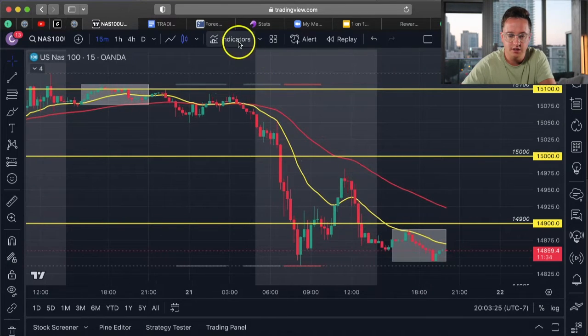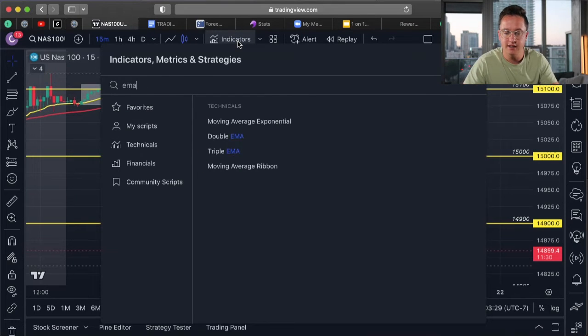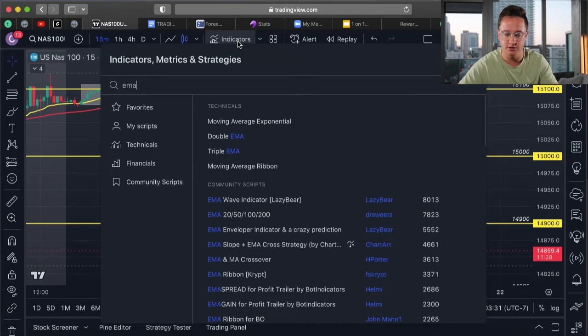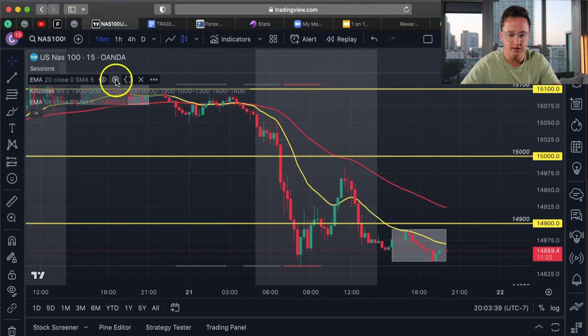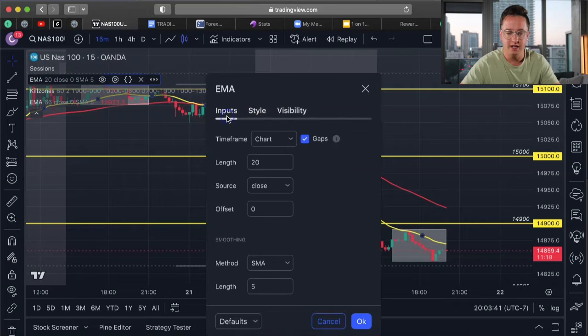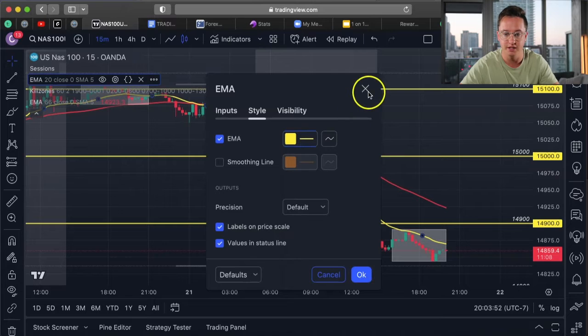So the first thing that you guys need to do is we're not going to use the moving average. I find that the EMA is a little bit smoother. So type in EMA on the indicators, click this one right here. And then once you do that, you want to go to the settings. You want to make the inputs 20. With the style, I have it in yellow. I have the opacity all the way up and the thickness on number 2, just so it's a little bit more visible for me to see.